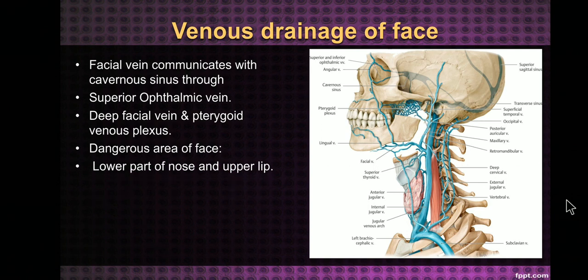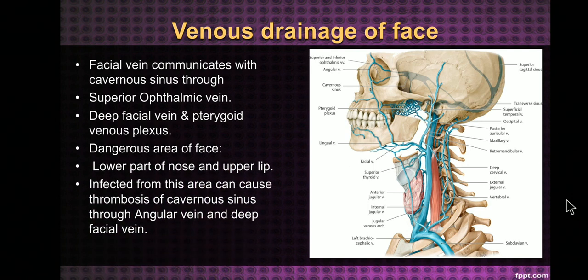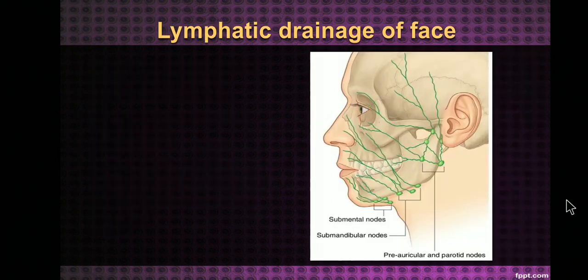So that is about the facial vein. Finally, we will conclude with the lymphatics. The lymphatics of the face mainly go to the preauricular lymph nodes and parotid nodes, and then the submandibular and the submental lymph nodes.